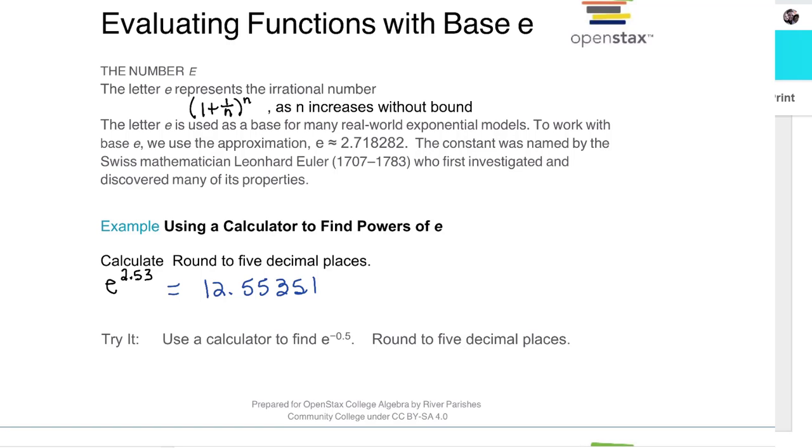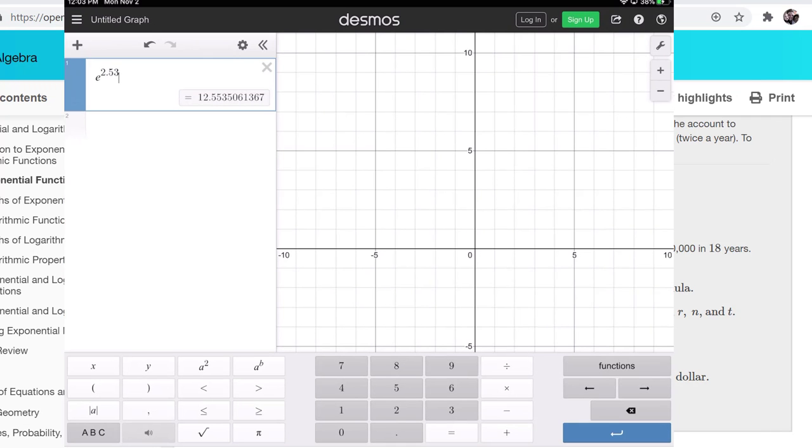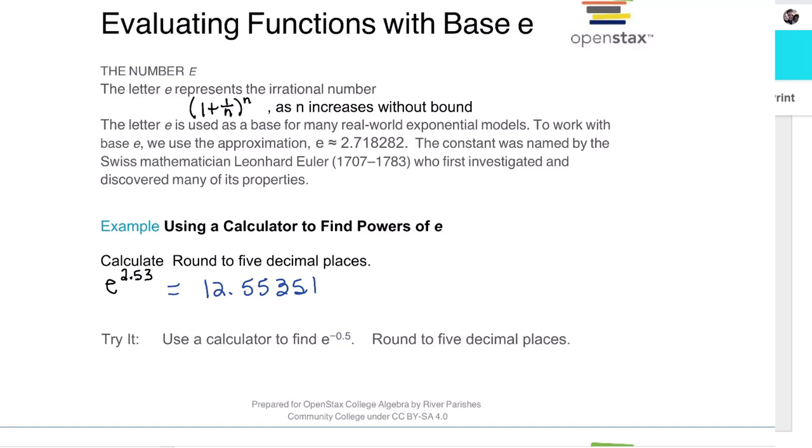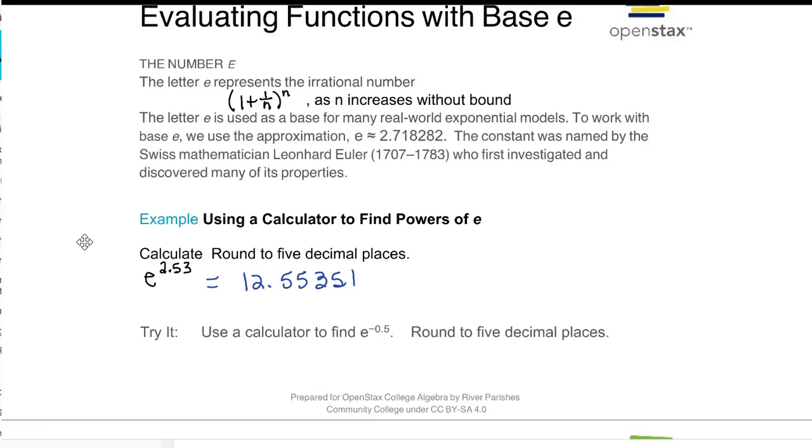I believe I wrote that correctly, but let me just double check. 12.55351. Yep, that's it. Alright, so now you guys try e to the negative 0.5 and round to 5 decimal places. Unpause the video when you're ready to go over it.